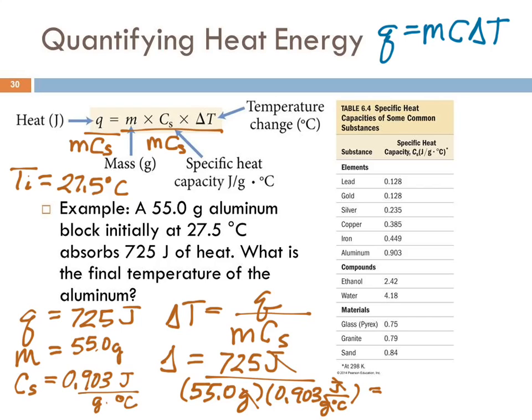I forgot to get my calculator out. At least I brought it. 725 divided by 55 divided by 0.903, 14.5978 degrees Celsius. How many sig figs should that have? 3. That's the change in temperature.